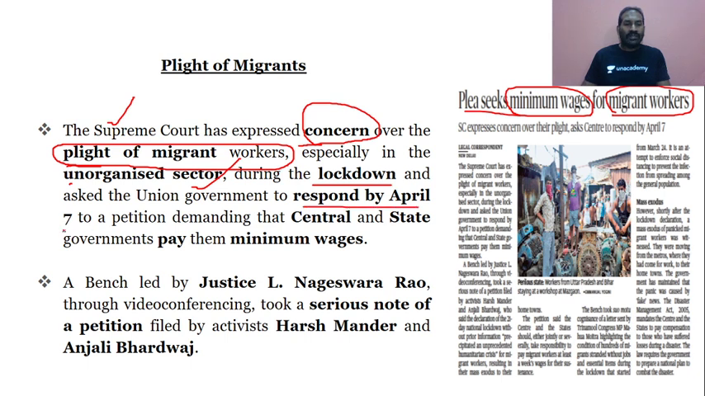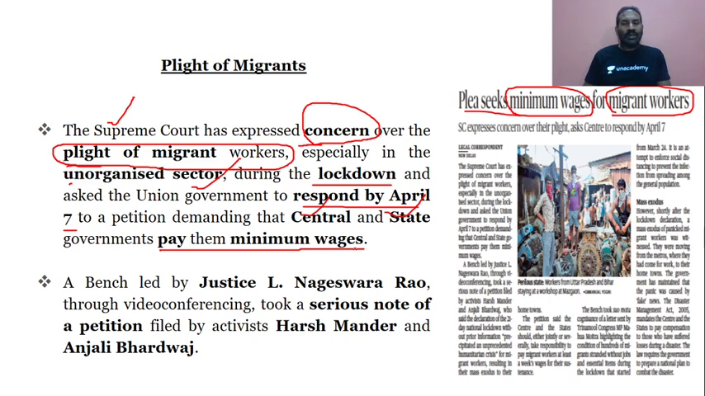by April 7th, after a petitioner filed that the central and the state governments should pay the migrant workers minimum wages. So a petition is filed in the Supreme Court that the government has to come up with the option that the central and the state governments should pay the minimum wages to the migrant workers. Why? Because these are migrant workers who are working in the unorganized or informal sectors, and because of the lockdown, the entire manufacturing or work is totally shut down.